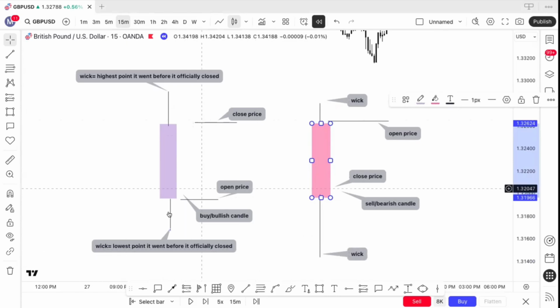Again, bullish candle is going to be on the left, bearish candle on the right, aka a sell candle, aka a buy candle. Buy candles, we open at the bottom, we close at the top. This is the highest point price went. This is the lowest point price went before the candle officially closed here. Again, this is the opening price here. This is the closing price here. This is the highest point price went before closing down here. This is the lowest point price went before actually officially closing down here.